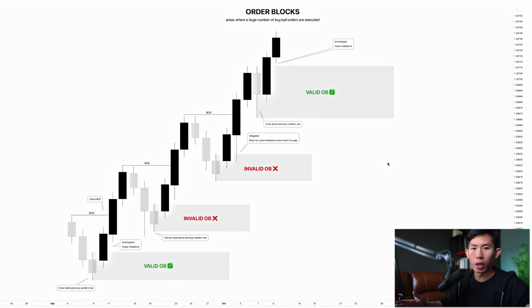So now that you understand the theory, let's go on to the charts and apply what we have learned so far and really ensure that you get a deep understanding of order blocks before you actually go and apply it onto your real account with your hard-earned money.